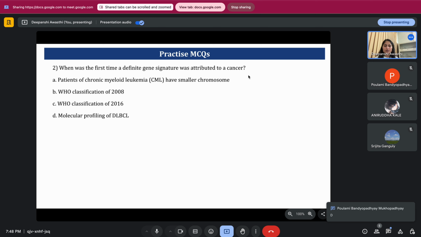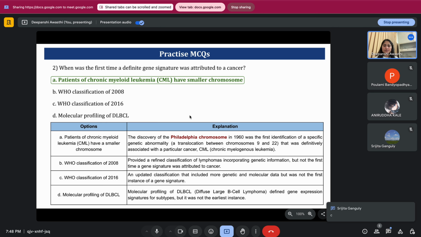Okay, option D, option C. Sorry. The correct option is option A, because they have mentioned it first time. So that's why patients of chronic myeloid leukemia have a smaller chromosome. This was the first signature attributed to cancer. I have discussed each of these options as well.